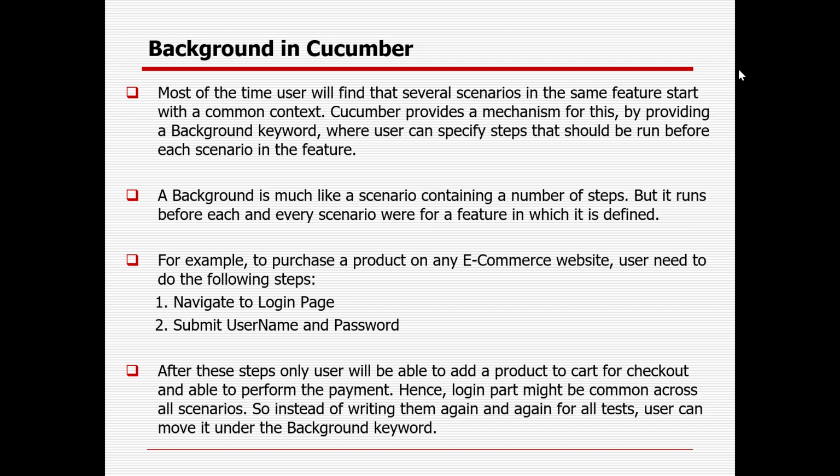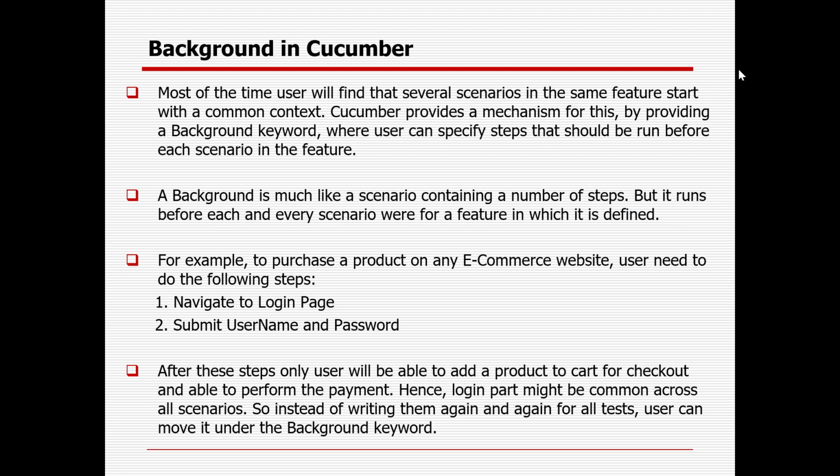So most of the time users will find that several scenarios in the same feature start with a common context. Cucumber provides a mechanism for this by providing a Background keyword where the user can specify steps that should be run before each scenario in the feature. So a background is much like a scenario containing a number of steps, but it runs before each and every scenario of the feature in which it is defined.